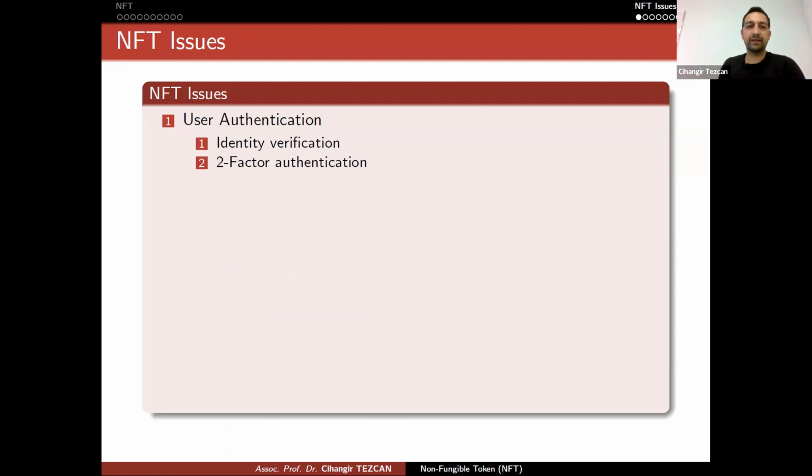And in the following slides, probably I will give a few examples in terms of statistics. So those numbers will be from that paper. So I really recommend you to read it. That paper categorized the issues in 4 categories. So user authentication, this can be divided into 2 as identity verification and 2-factor authentication. So I will briefly mention all of them in the following slides.